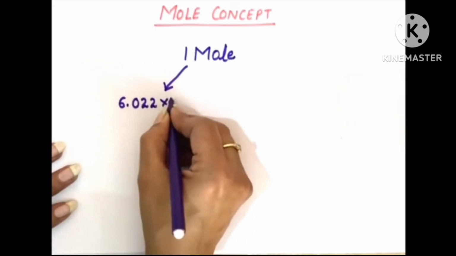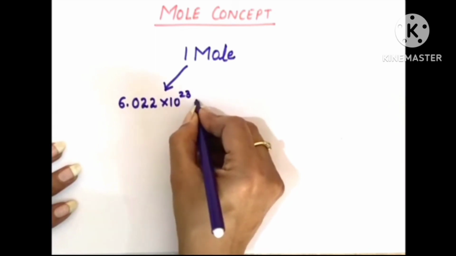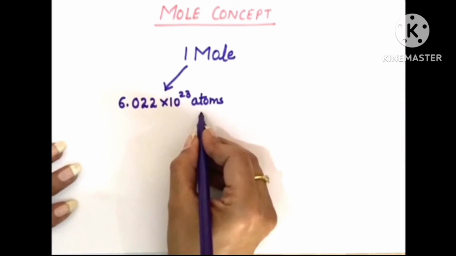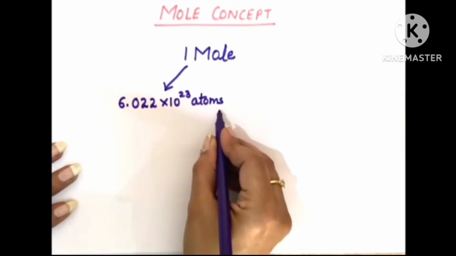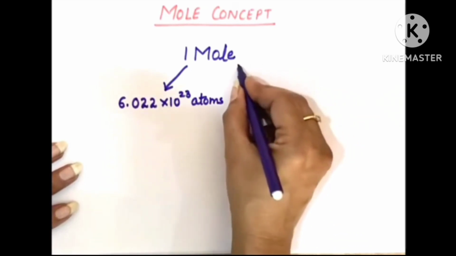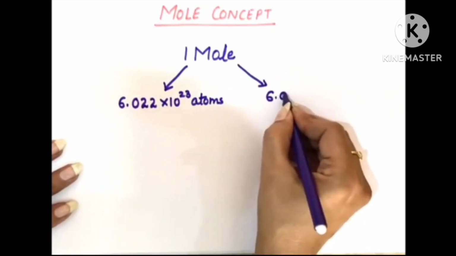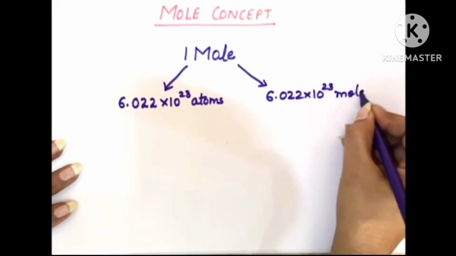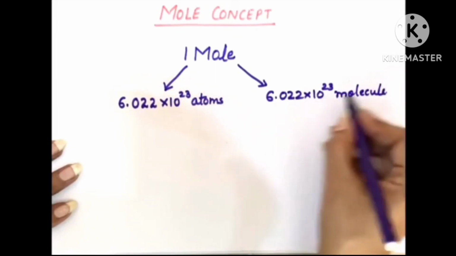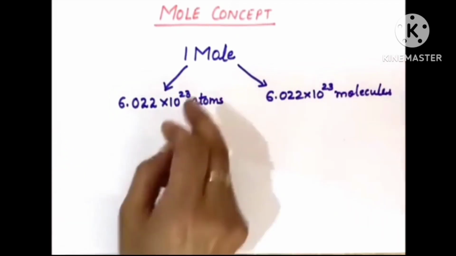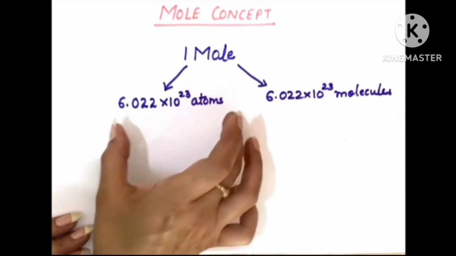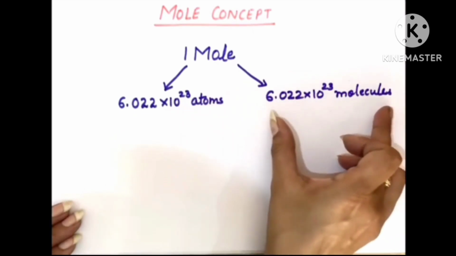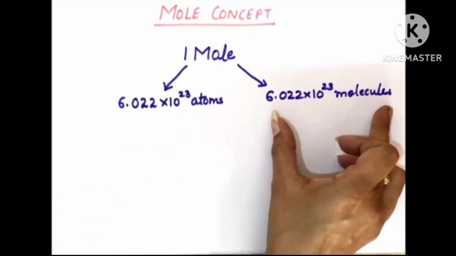6.022 × 10^23 atoms in it. In this much quantity, 1 mole, how many particles are there? These many particles are there, like these many atoms can be there. And these particles can also be molecules. But the number will remain the same, that is 6.022 × 10^23. So if you take 1 mole of an element, in that element these many atoms are there. But if we are taking a compound, then these many molecules are there in its 1 mole.